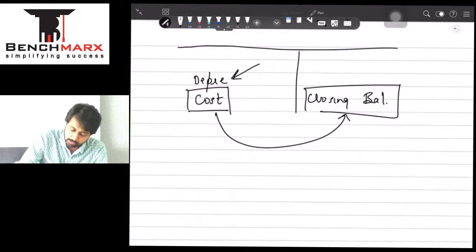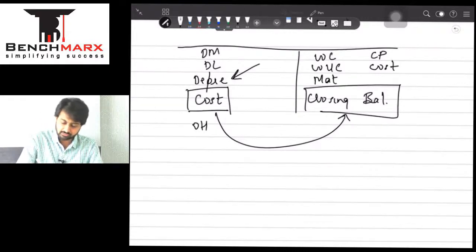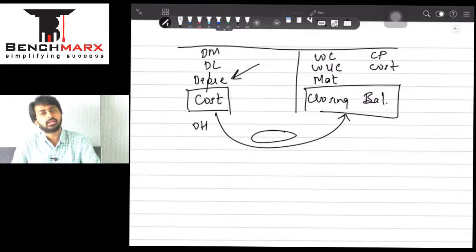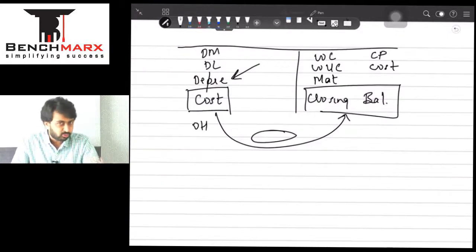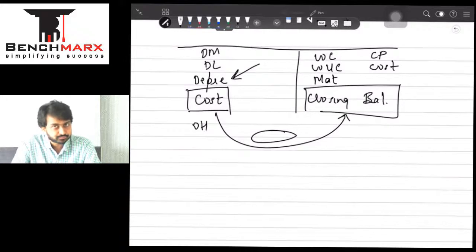Other things which normally are there are DM, DL, overheads, as I mentioned, work certified at contract price and work uncertified at cost, and there could be some closing balance of materials at site, and whatever balancing figure comes will be nothing but notional profit, and that's it. There is nothing else new in this question. Other things like prepaid, outstanding, all these have to be adjusted because we always maintain books of accounts as per the accrual system. Okay.